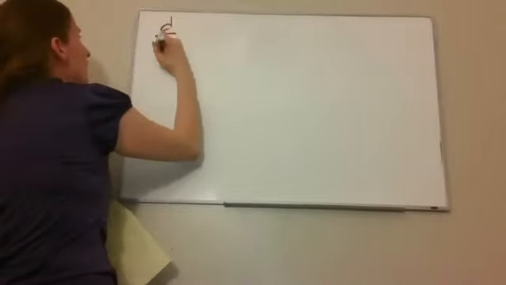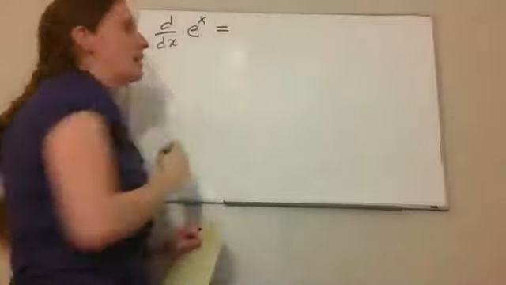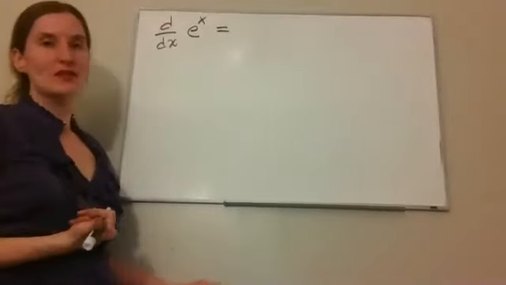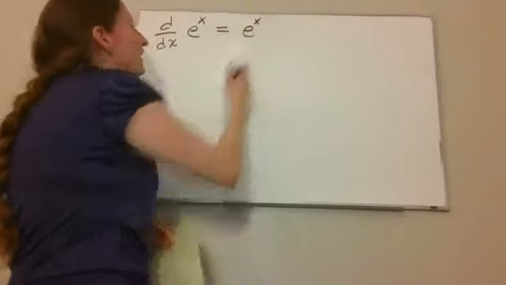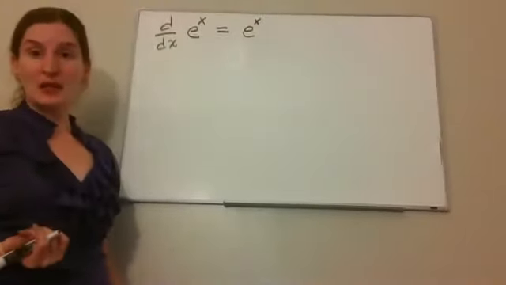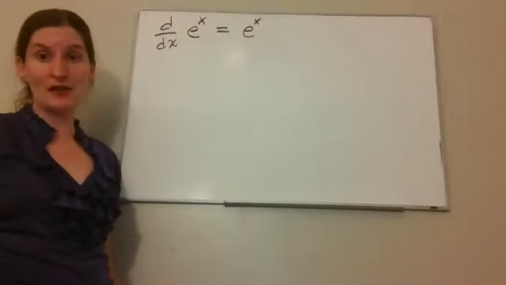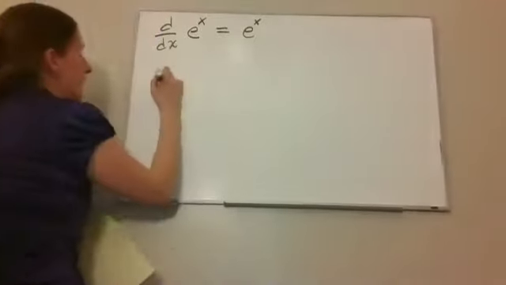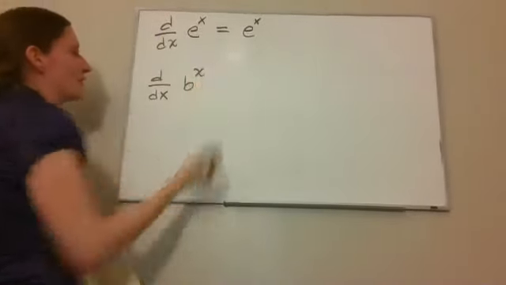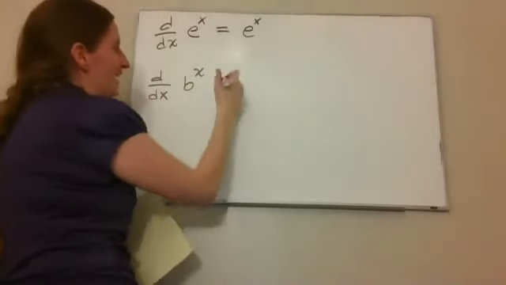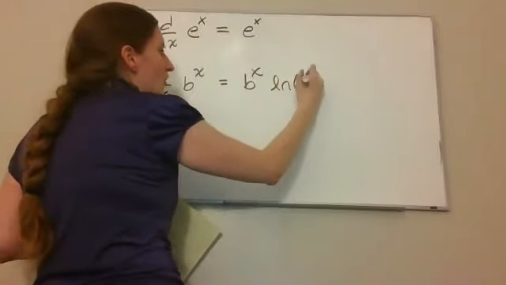The derivative of e to the x will likely end up being your favorite derivative. The derivative of e to the x is itself. It doesn't matter how many derivatives you take, e to the x will give you another e to the x for the derivative. Slightly more complicated, the derivative of any other exponential function, b to the x, is itself times the natural log of b.